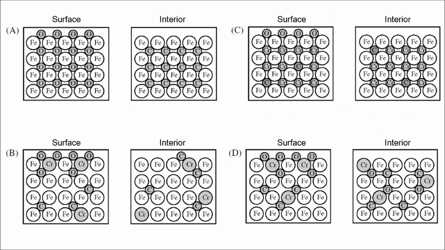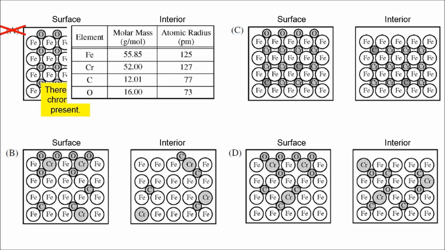So the problem with letter A is that there's no chromium present at all on the surface. In fact, anywhere in the alloy. The problem with letter C is that if you look at the radii, iron should be similar to chromium, and yet those chromium circles are much smaller than the iron. Another problem would be there's supposed to be chromium oxide on the surface, and those oxygen atoms on the surface are not bonded to chromium at all.